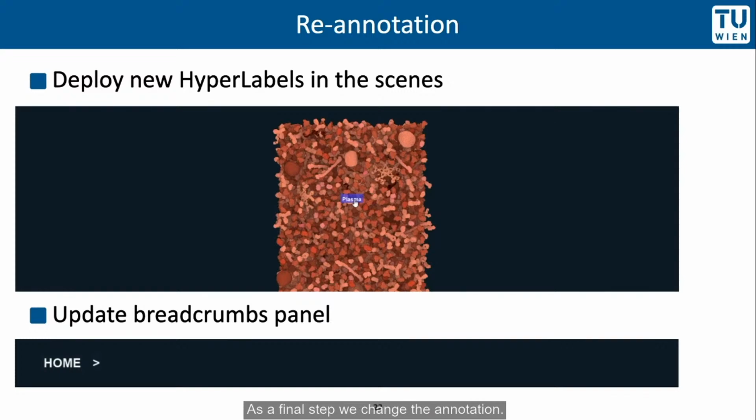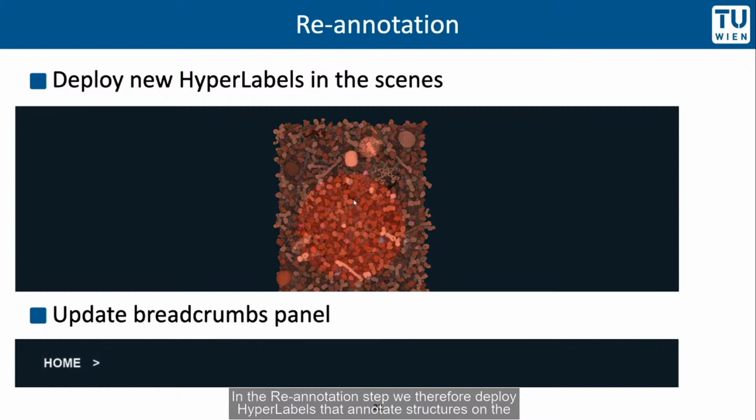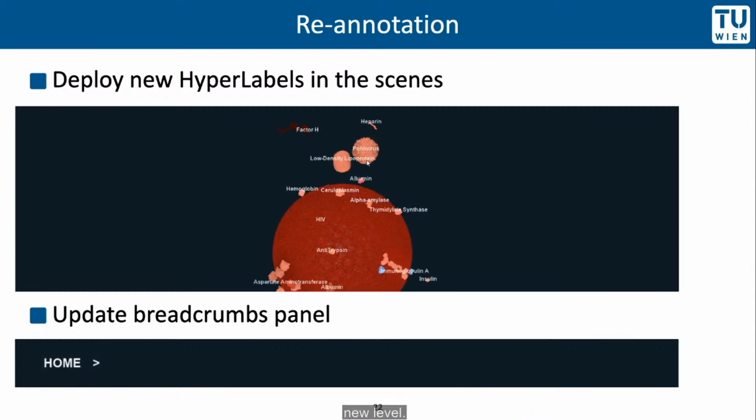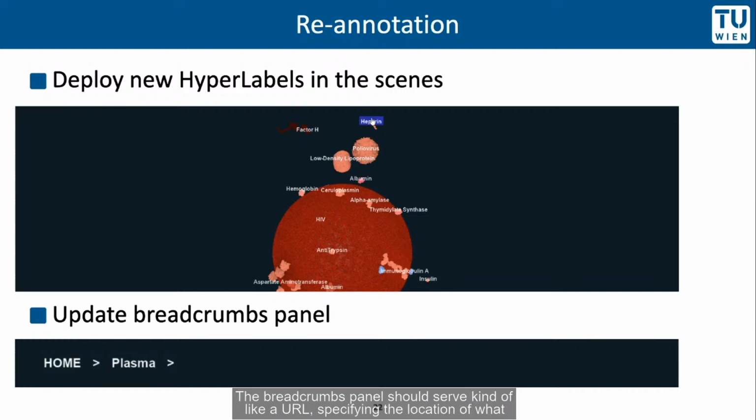As a final step, we change the annotation. A click on a hyperlabel conceptually represents a step in the hierarchy. In the re-annotation step, we therefore deploy hyperlabels that annotate structures on the new level. We then also update the breadcrumbs panel so that the linkage between the 3D view and the breadcrumbs panel is maintained. The breadcrumbs panel should serve kind of like a URL, specifying the location of what the user sees in the main 3D view.